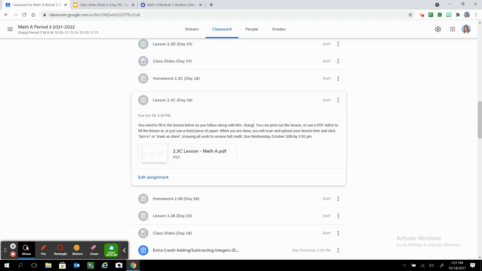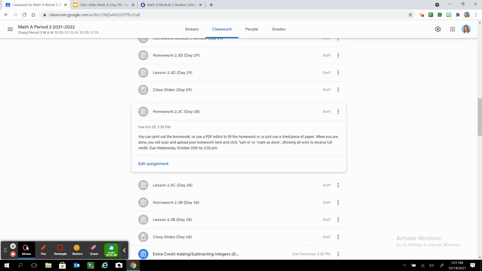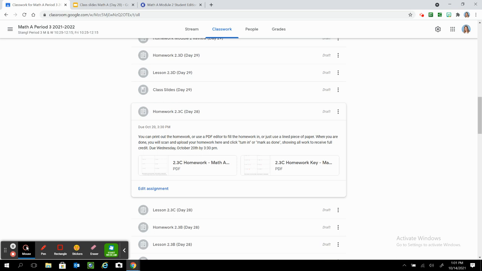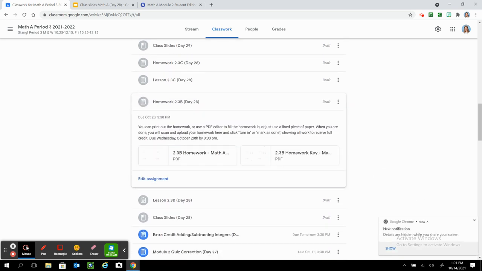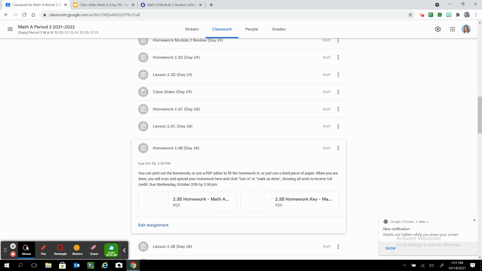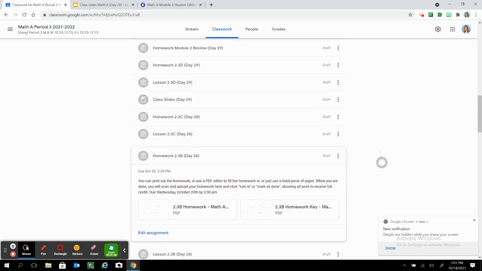So make sure in Google Classroom that you're clicking on homework 2.3c. Also next to homework 2.3c is the key if you want to check your work, but notice the key is only the answers. It doesn't have any work. So you're going to have to show how you added your fractions to get a common denominator. And then in homework 2.3b as well, you're going to have to show work on how you got your answers. But use the key to help remind you guys to check your answers and make sure you're doing it correctly.